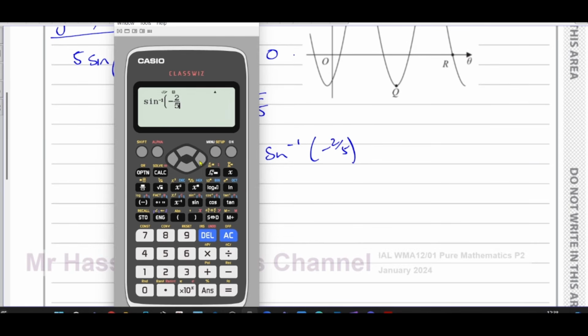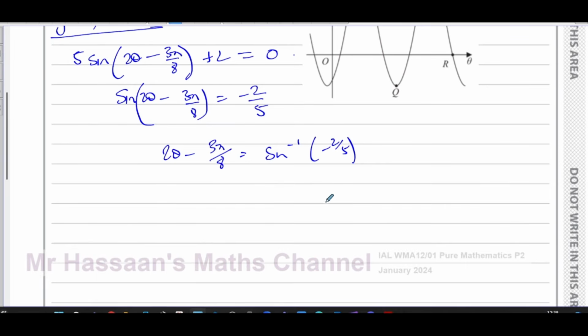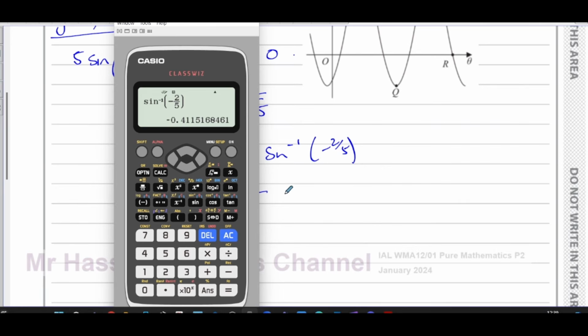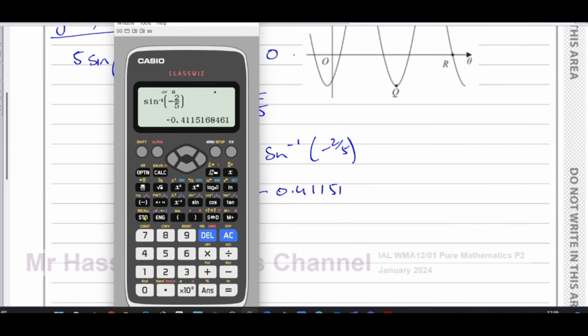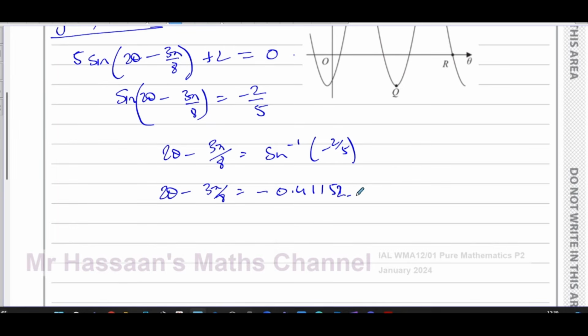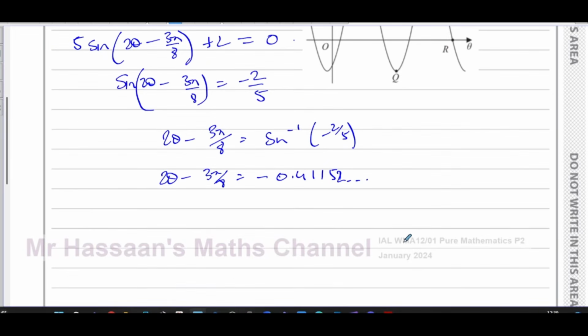Okay, that's going to give us a negative answer, of course. It's going to give us negative 0.41151. So we'll say 2 theta minus 3 pi over 8 equals negative 0.41151. Okay, I'm going to store this as A in case I need to use it again. I probably will have to. Okay, so that's the principal angle. Okay, to find the solution that we're looking for.